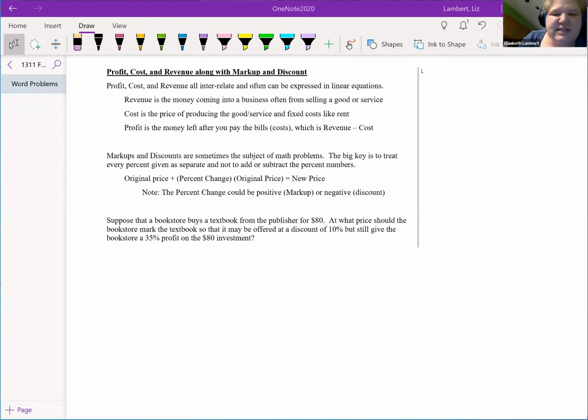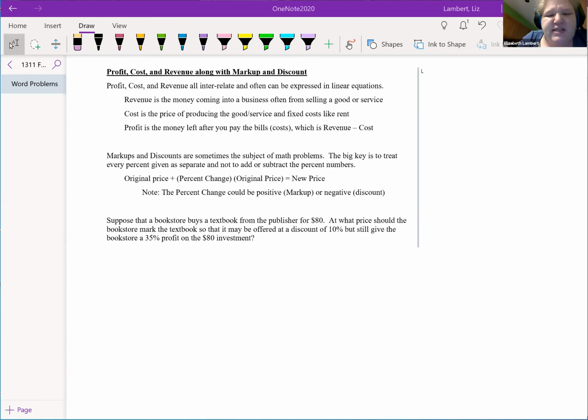So markups and discounts. So this is, given this original thing, mark it up by a certain percentage. What's the new price? Because markups and discounts, it's always price. We actually have a lovely little example here with it. It's a two-step one, which is weird, so that's why I copied it in here.